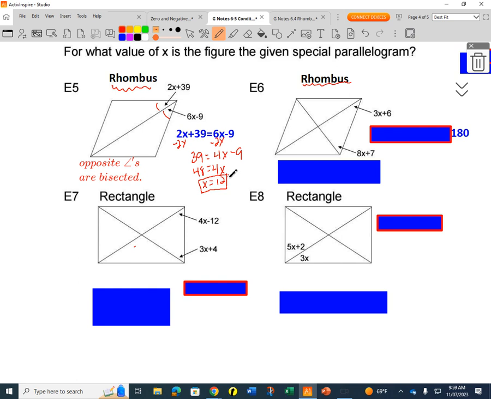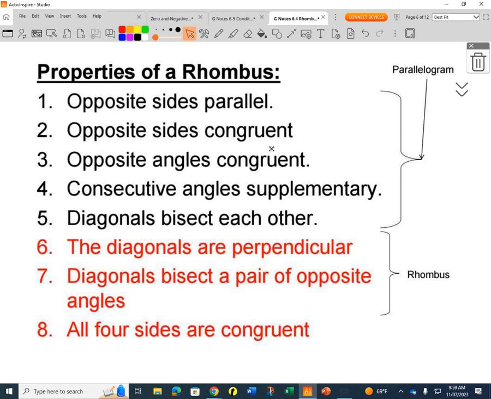Let's look at the next example, example 6. They tell us it's a rhombus, or I told you it's a rhombus, so we wrote that. So we know the measure of those two angles. What else do we know about the diagonals of a rhombus? They're perpendicular, which means they form right angles.